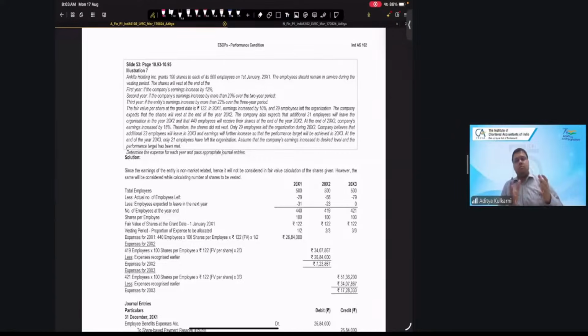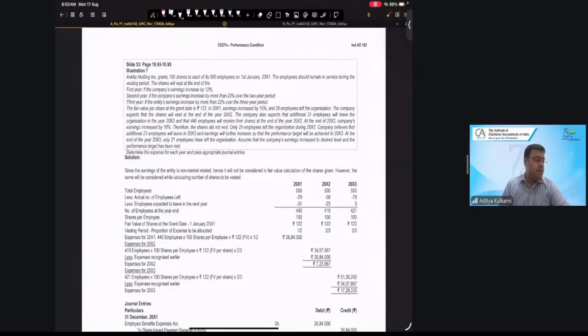Yes. So service condition, performance condition divided into market linked, non-market linked. Market linked to a specific market target. Non-market linked, linking to factors other than the market price of the entity. Example, sales, earnings, production, whatever it is. Okay. So that becomes your performance condition, non-market linked.